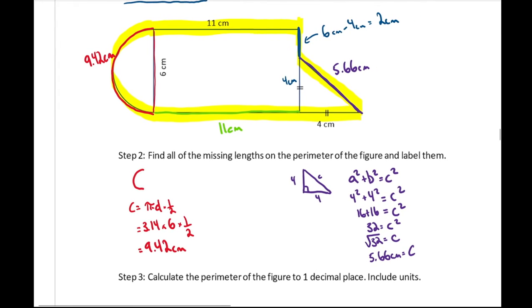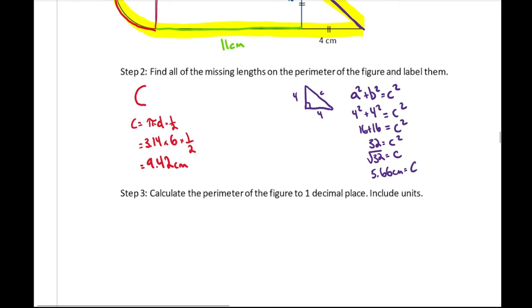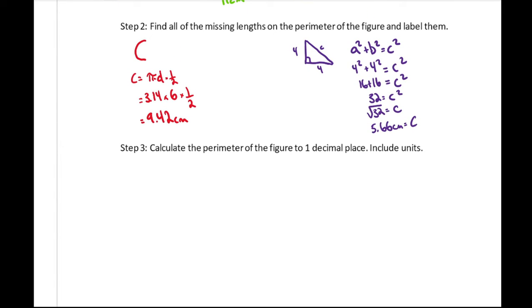So now that we have all of the measurements for the sides around, or the distances around, or the lengths around, however you want to call it, we can actually calculate the perimeter now by adding them all up. Because again, the perimeter is just the distance around, so I'm just going to add up all of my sides. So the perimeter is going to equal side 1 plus side 2.